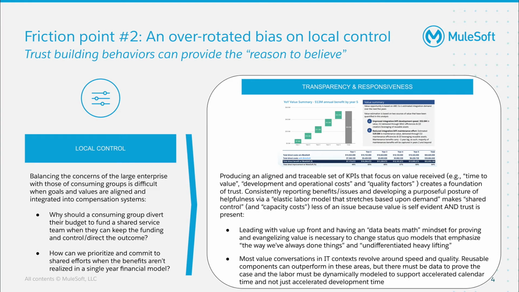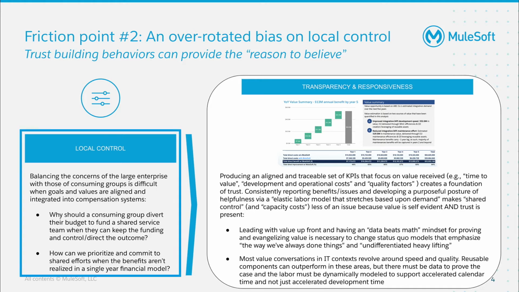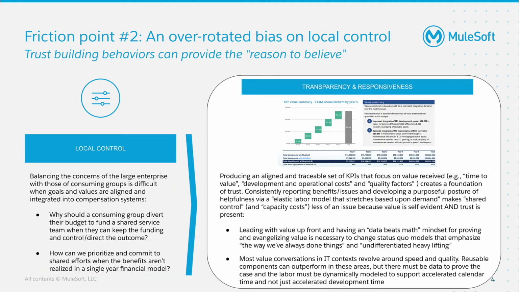Now let's talk about friction point number 2, an over-rotated bias on local control. Balancing the concerns of a large enterprise with those of consuming groups is difficult when individual and team goals are aligned and integrated into compensation systems. Why should a consuming group divert their budget to fund a shared service when they can keep the funding and direct the outcome themselves? How can leaders and teams prioritize and commit to shared efforts when the benefits aren't realized in a single-year financial model?